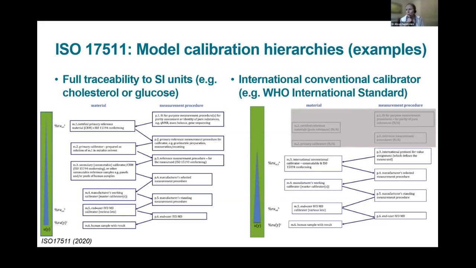And another example, which my colleagues from NIBSC will be talking about later, is traceability to an international conventional calibrator, such as WHO or international standards, where the traceability is back to that reference material, which allows different IVDs to be calibrated via a calibration factor or conversion factor to the international standard.